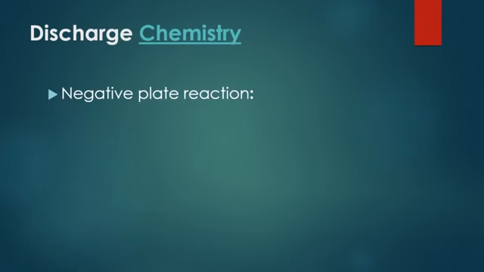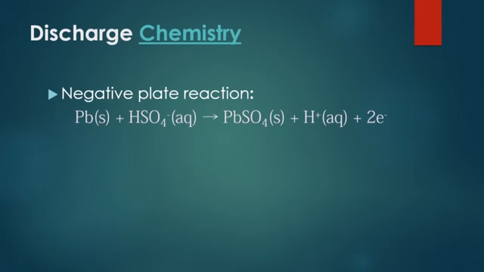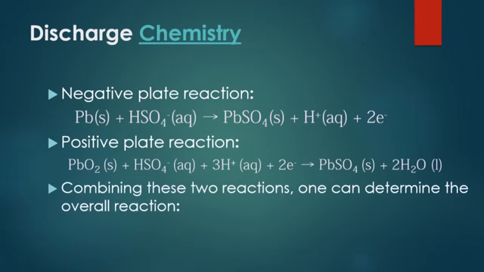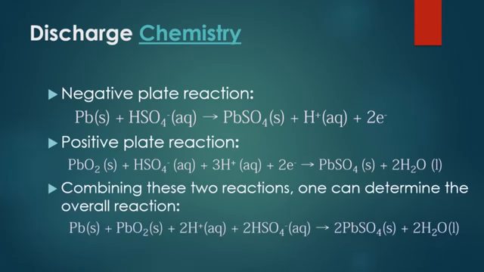At the anode, lead loses 2 electrons and reacts with hydrogen sulfate to give lead sulfate and 2 electrons. At the cathode, lead(IV) oxide gains 2 electrons and reacts with hydrogen sulfate to give lead sulfate and water. Combining these 2 reactions, we get the overall reaction as follows.